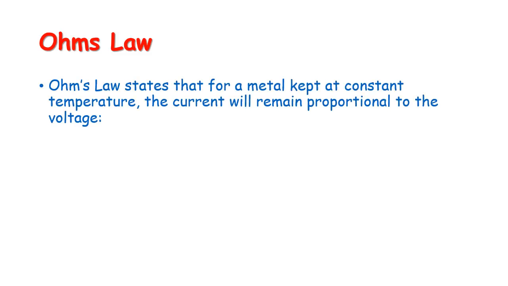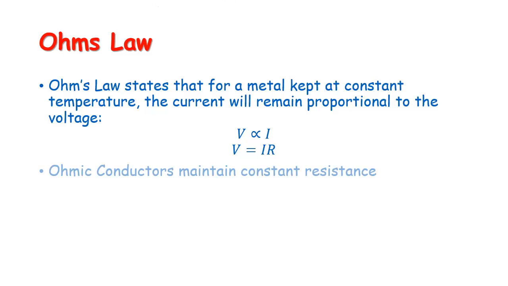So Ohm's law. This is a guy who was investigating the effects of temperature, keeping the temperature constant, and how current and resistance changed, voltage changed. Basically what it states is that if you keep a metal at constant temperature, the current will remain proportional to voltage. So voltage is proportional to current, or V equals IR. It depends on the amount of resistance. Specifically looking at ohmic conductors, they will maintain a constant resistance. If we know the voltage and the resistance, we can work out how much current will flow and vice versa.